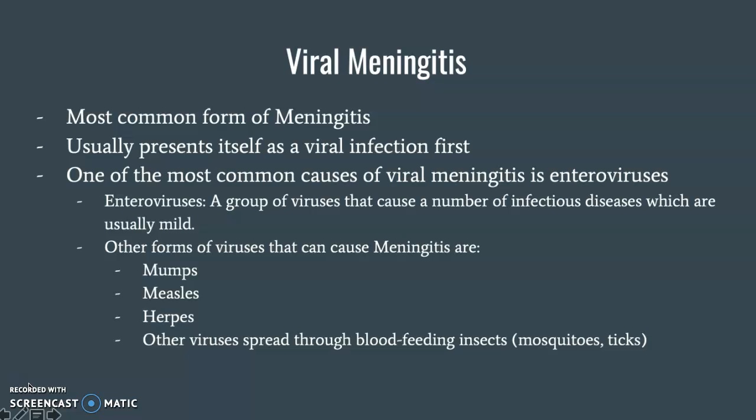Once a virus has entered the body and the bloodstream, it travels to the brain and crosses over into the cerebrospinal fluid and affects the cells of the meninges, which in turn causes inflammation on the 3 layers of the meninges.